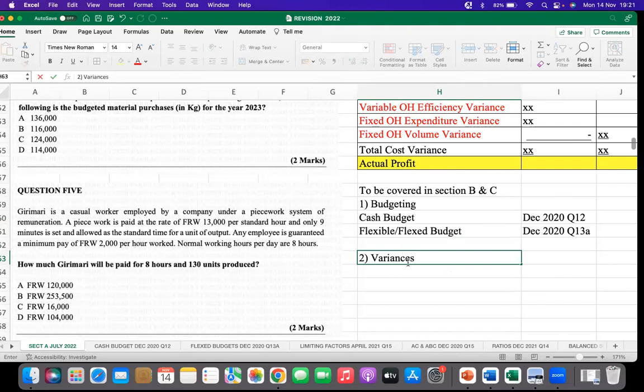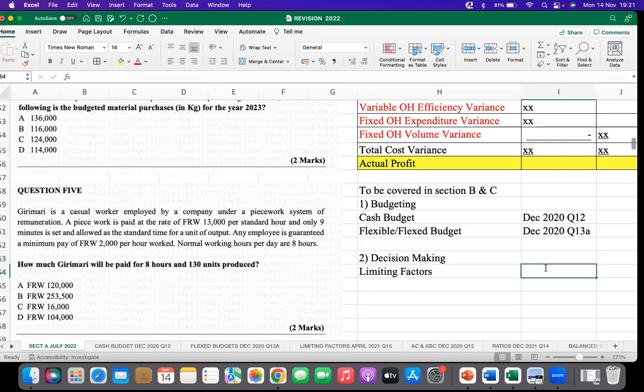I'll also look at variances, but I'll not cover it as chapter two. I'll look at number two. What did I say, number two? Decision making. And I'll focus on limiting factors under decision making. Now, under limiting factors, I'll look at April 2021, question 15. So that is under decision making.